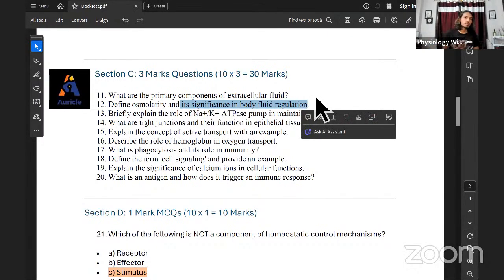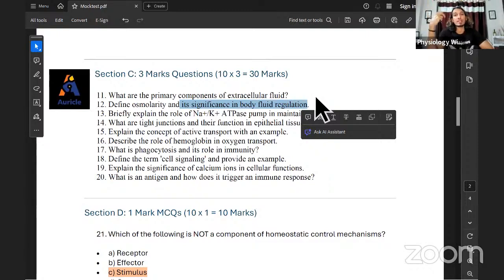So osmolarity, what does it do in body fluid regulation? Osmolarity, based on that, for example, something as basic as behavioral modification. Thirst. Okay, so that is one of the first things that is going to happen. Osmolarity increases your behavioral modification, increases thirst, and you drinking water. On top of that, there will be release of ADH. Okay, so that is also going to be there.